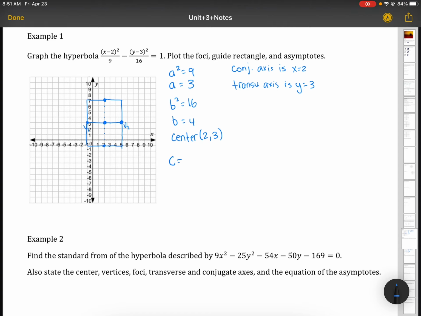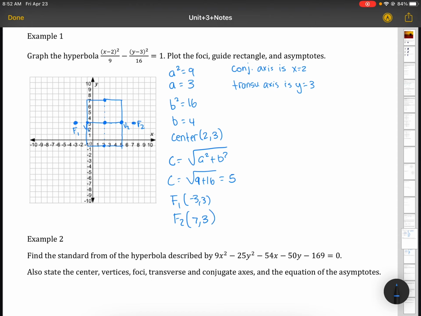So c is going to equal the square root of a squared plus b squared. So c is equal to the square root of 9 plus 16, which of course is the square root of 25, which is 5. So from the center, we're going to go 5, which means we go 1, 2, 3, 4, 5. So we'll say our second focus is here. And then for the other focus, we can just go 2. So our 2 foci are at, we'll say F1 has a coordinate of -3, 3, and then F2 has a coordinate of 7, 3.